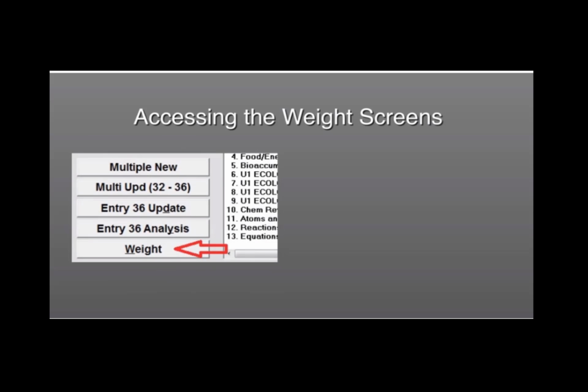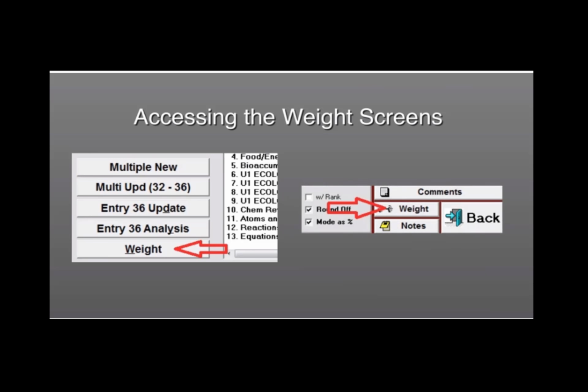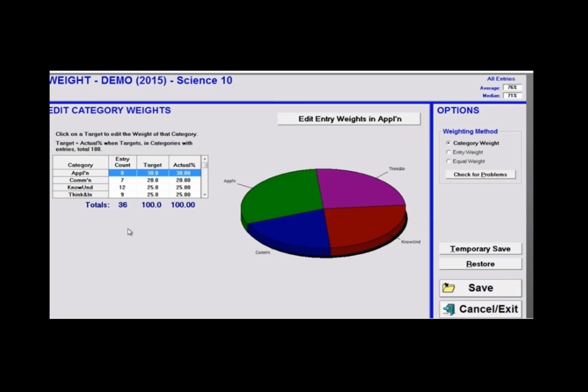To access MarkBook's weight screens, click the Weight button at the bottom of the main frame, or go to Student Report or Class Report and click the Weight button at the lower right of the screen. In either case, MarkBook opens this screen.